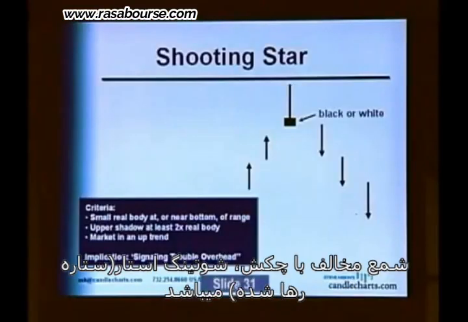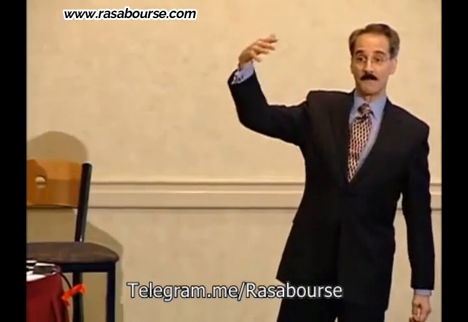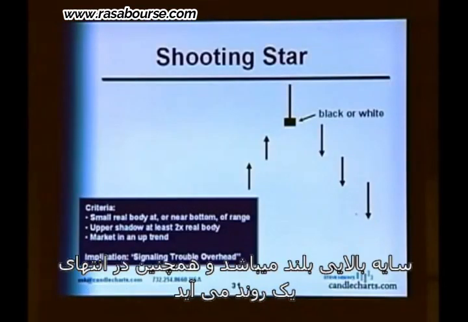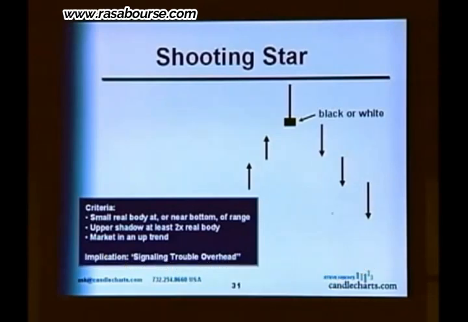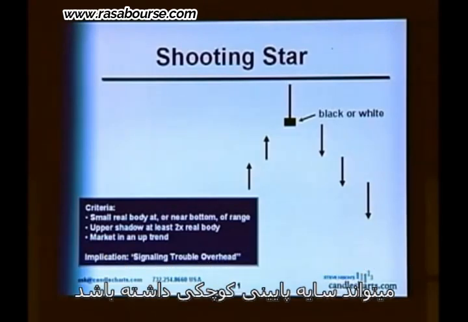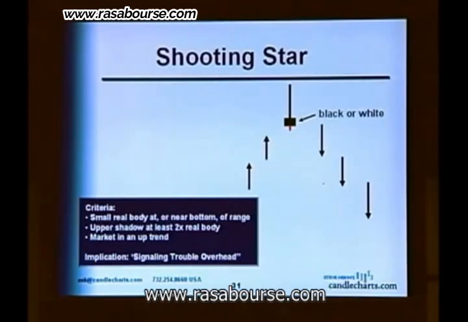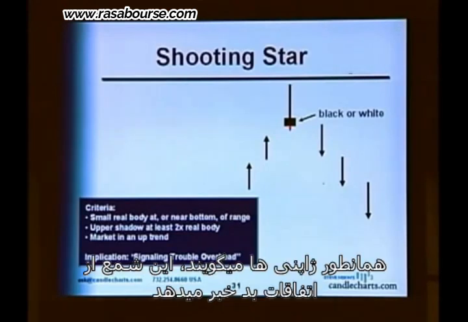The opposite of a hammer is a shooting star. And this is true for most of the candlestick signals. For every bullish candlestick signal, there's usually a bearish counterpart. The shooting star has a long upper shadow and a small real body at the bottom end of the trading range. It's okay to have a little bit of a lower shadow, kind of an upside-down hammer. And the real body can be black or white. And as the Japanese would say, it's signaling trouble overhead.